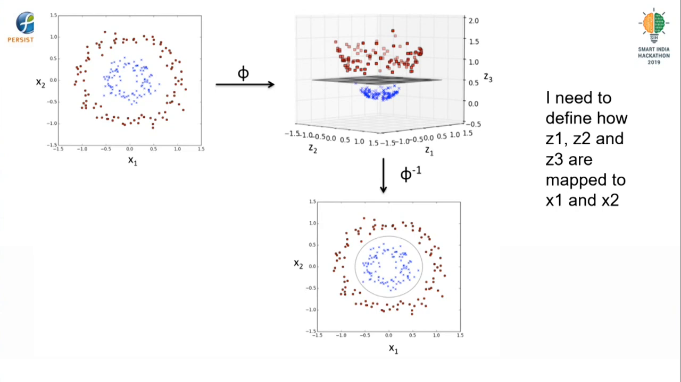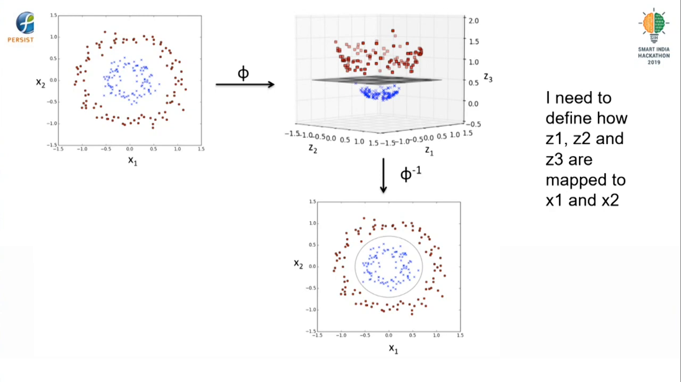For example, I can say z1 is equal to x1, z2 is equal to x2, and z3 I can define as x1 square plus x2 square. If I define my kernel in this fashion, z1 equal to x1, z2 equal to x2 and z3 equal to x1 square plus x2 square, and then apply that kernel on my original data set.